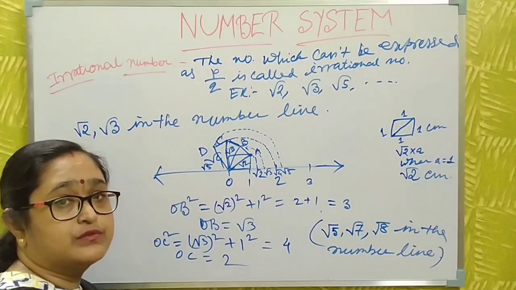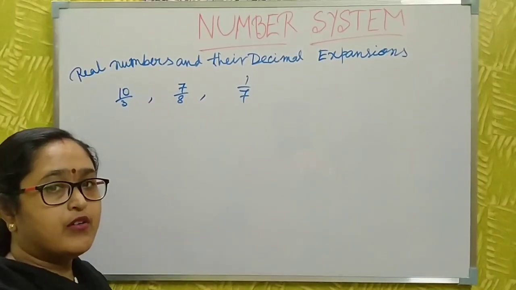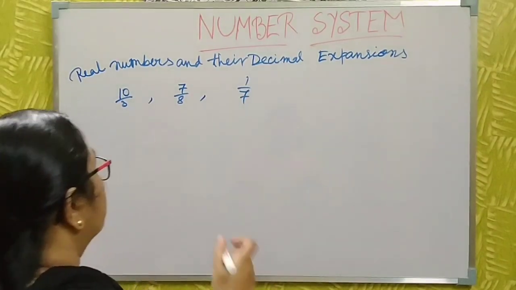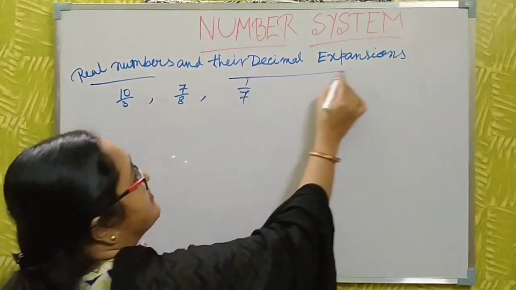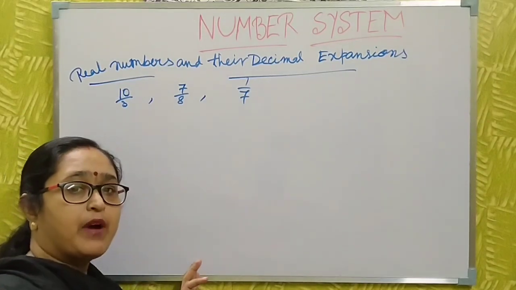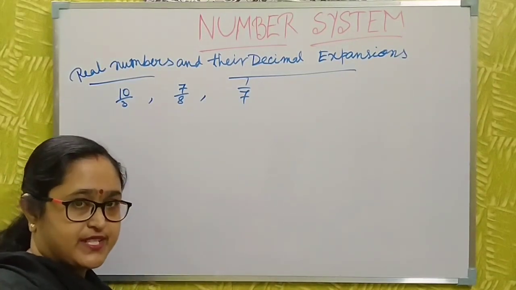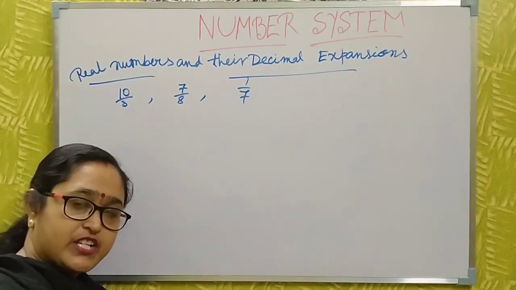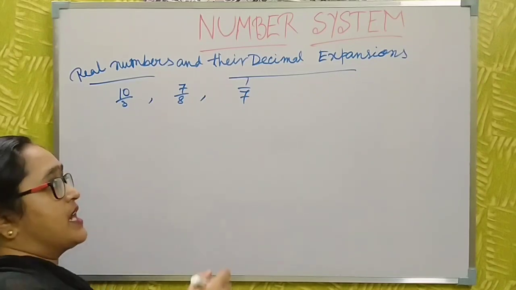You must do it. Okay, now I discuss real numbers and their decimal expansion. What is a real number? I already told you in the previous class: the real numbers are the rational numbers and the irrational numbers.